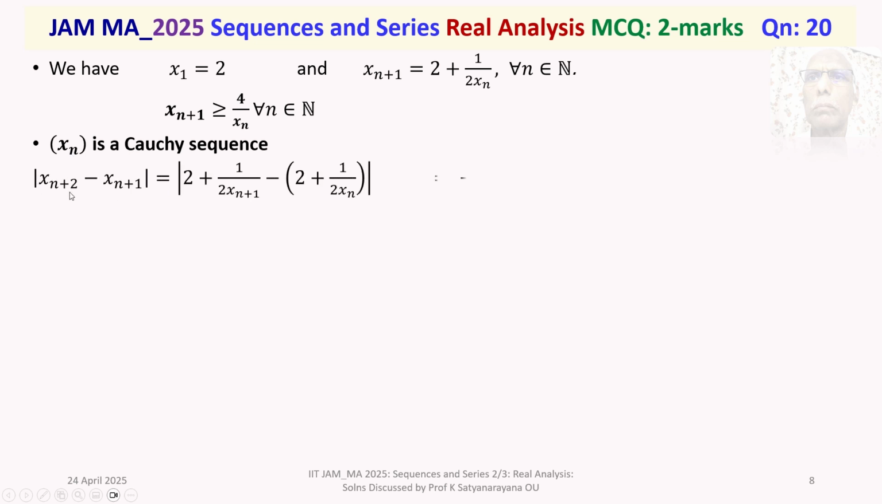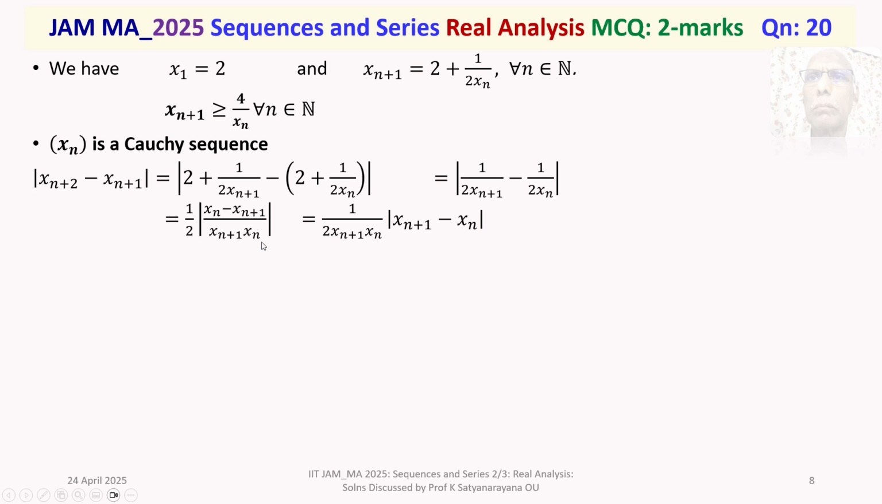Now, we take modulus of xn plus 2 minus xn plus 1, which is equal to modulus of xn plus 2 is 2 plus 1 by 2 xn plus 1 minus xn plus 1 is 2 plus 1 by 2 xn. 2 cancels and you will get modulus of 1 by 2 xn plus 1 minus 1 by 2 xn. Take the LCM. Then you will get 1 by 2 into xn minus xn plus 1 by xn plus 1 xn under the modulus. And each term is positive, therefore 1 by 2 xn plus 1 xn will come out. There is no need of taking modulus because all the terms are positive. And modulus of xn plus 1 minus xn.